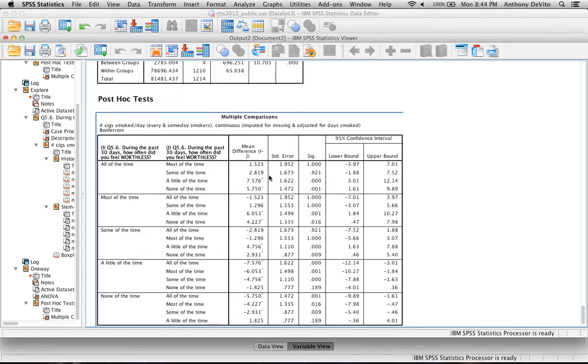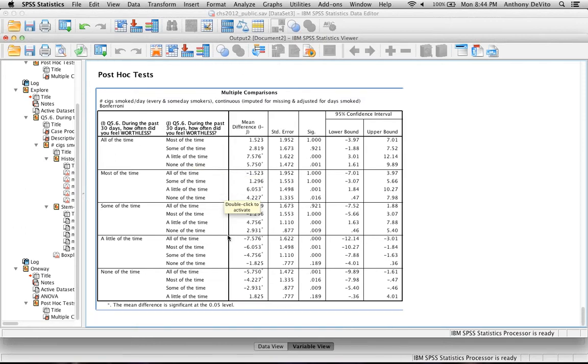And then when we do the post hoc test, the biggest difference is between all of the time and none of the time. So this would suggest that people that are depressed smoke more than people that are not depressed, right? You can reject the null hypothesis for all of the time compared to a little of the time and to none of the time, and so on and so forth. Okay, so that's pretty interesting.